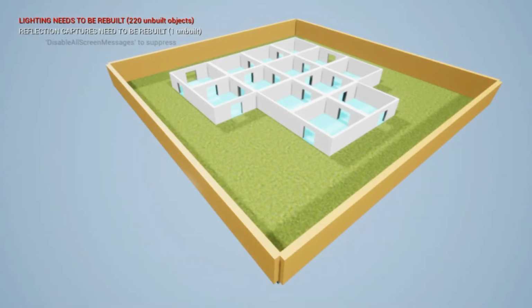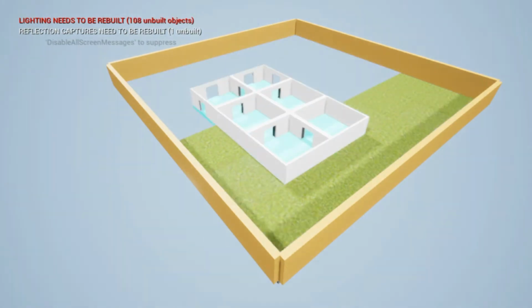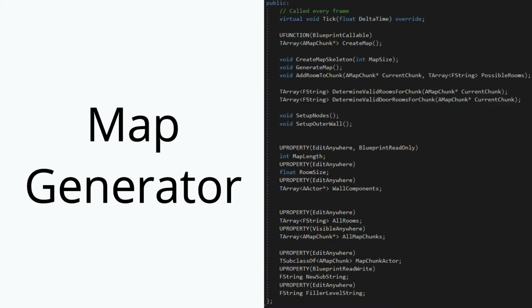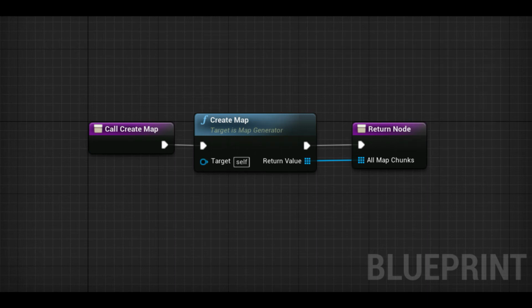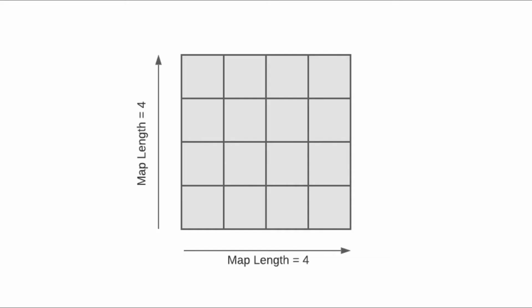However, I was still specifying the piece that had to be spawned. I needed a way to create a grid of map chunks and create all of the rules that the pieces had to abide by. I created a new actor called Map Generator and also made a blueprint of this class. Map Generator has a blueprint callable function called createMap, which returns an array of map chunks. This function is called on the level blueprint, and the returned array is used to learn what room each chunk has. Map Generator has a variable called MapLength, which determines how large the square grid is going to be.